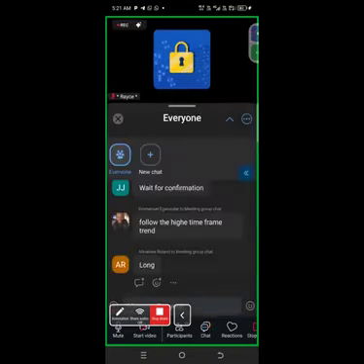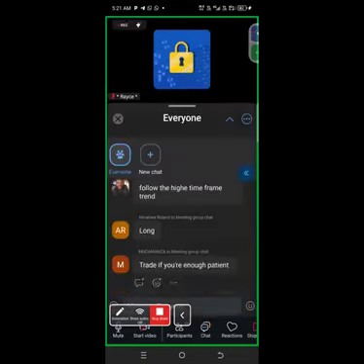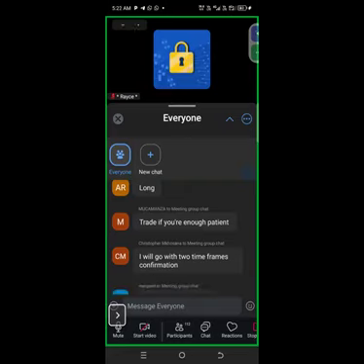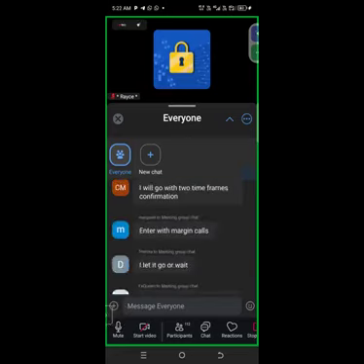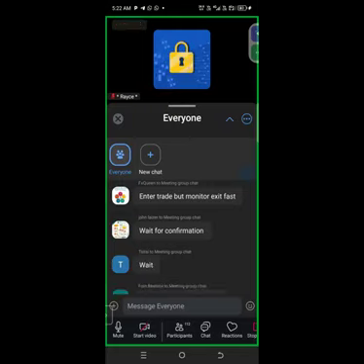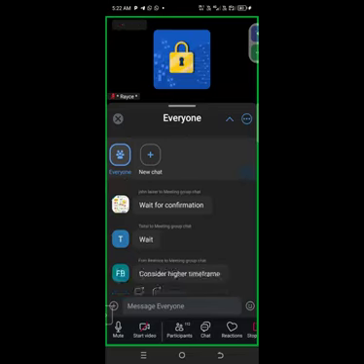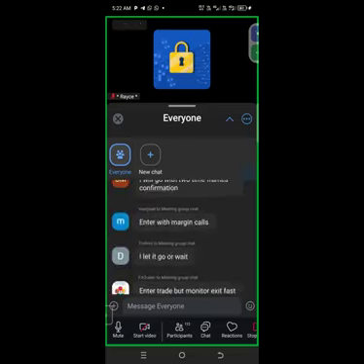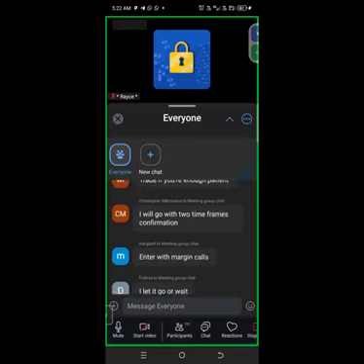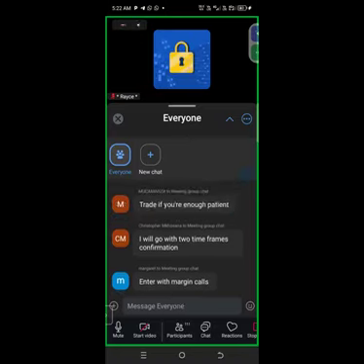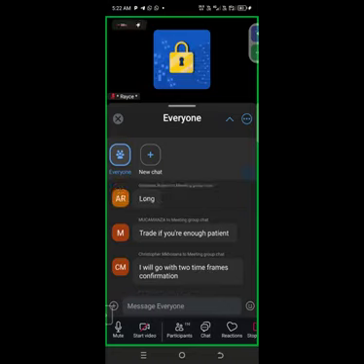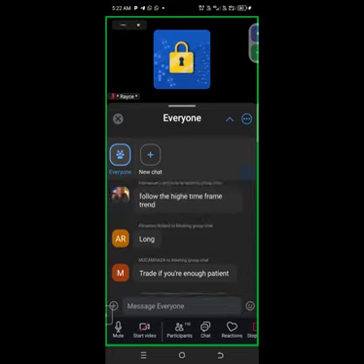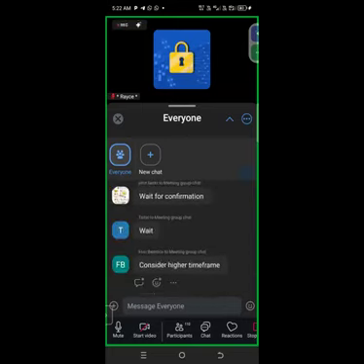Someone saying long, follow the higher time frame. Trade if you are patient enough. Enter trade, but monitor exit fast. Wait for confirmation. Consider higher time frame. Wow, I have a lot of traders here. Enter with margin calls. I'll go with two time frames confirmation. Trade if you have enough patience. Okay, that is awesome. Consider higher time frame.